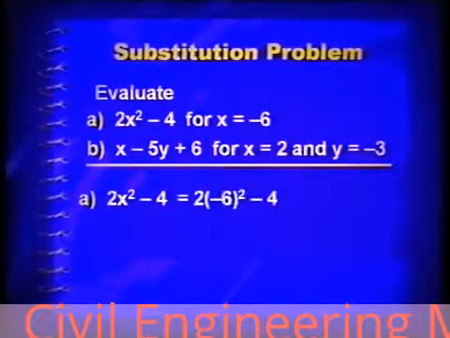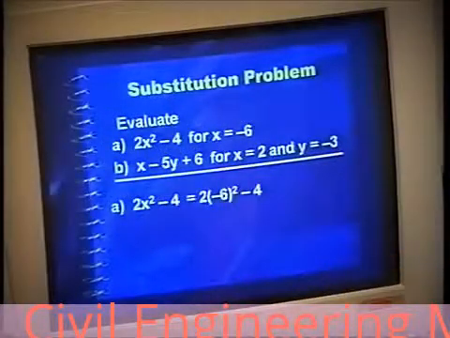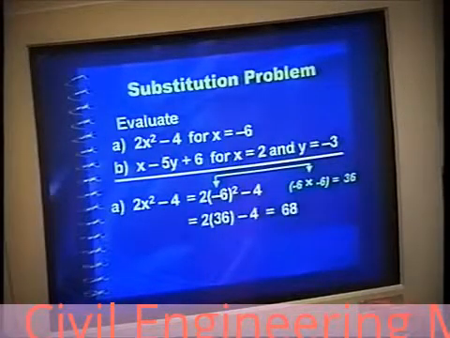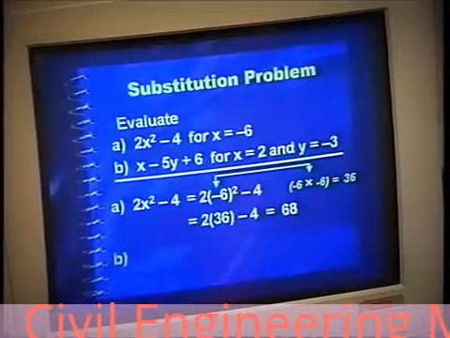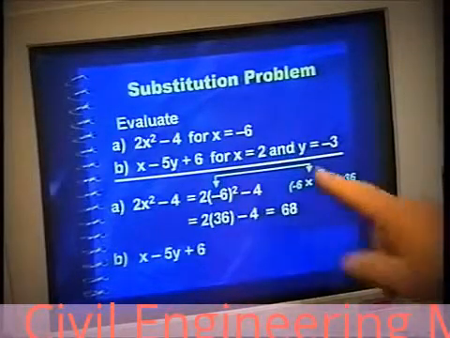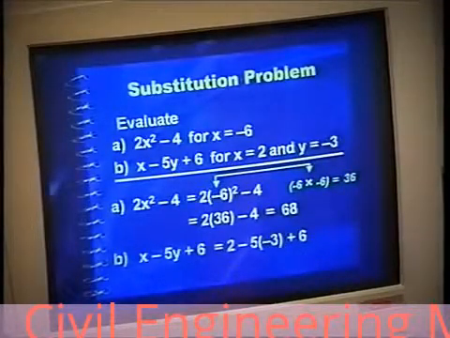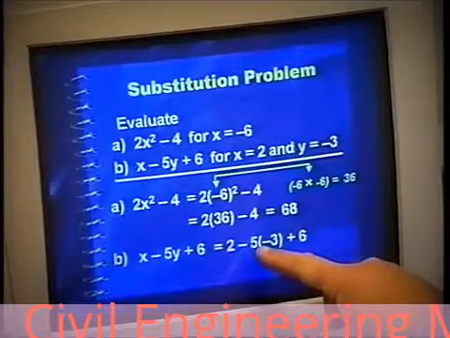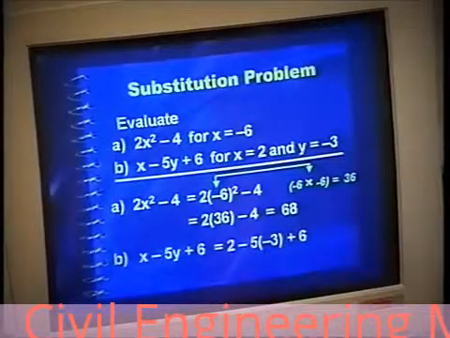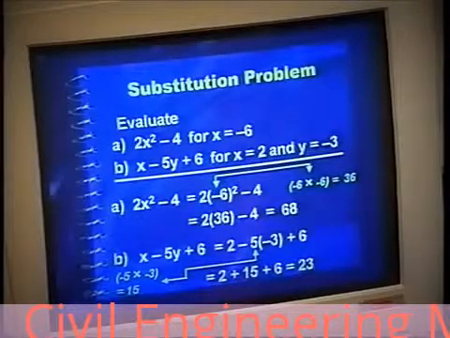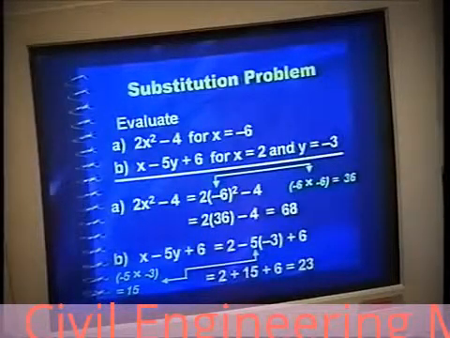Well, here we go. We substitute the minus 6 in for the x, and we square the minus 6. If you square the minus 6, you get 36. So in the end we get 2 times 36, subtract 4 equals 68. The next expression, two different values there, x is 2 and y is negative 3. And when you substitute that in, you get subtract 5 times negative 3, that becomes positive 15. And 2 plus 15 plus 6 is of course equal to 23.